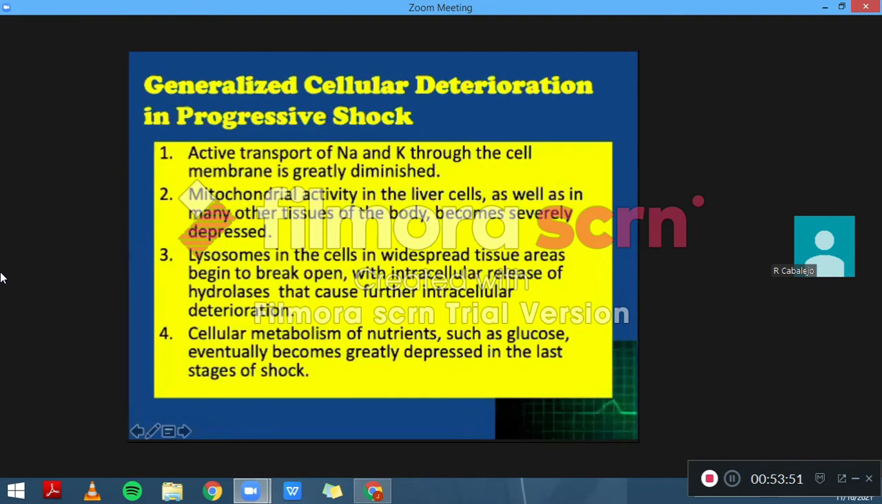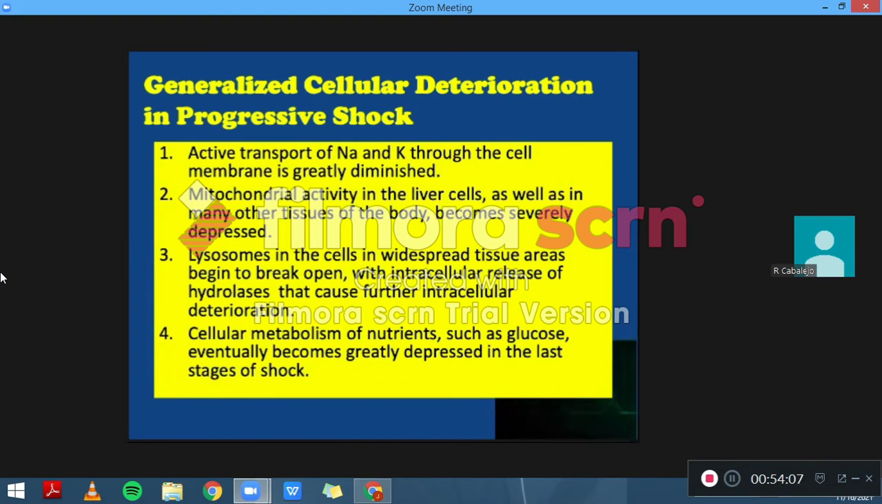So there is generalized cellular deterioration in progressive shock. Whatever the form of shock, either hemorrhagic, neurogenic, or even septic, this is basically what happens at the cellular level.